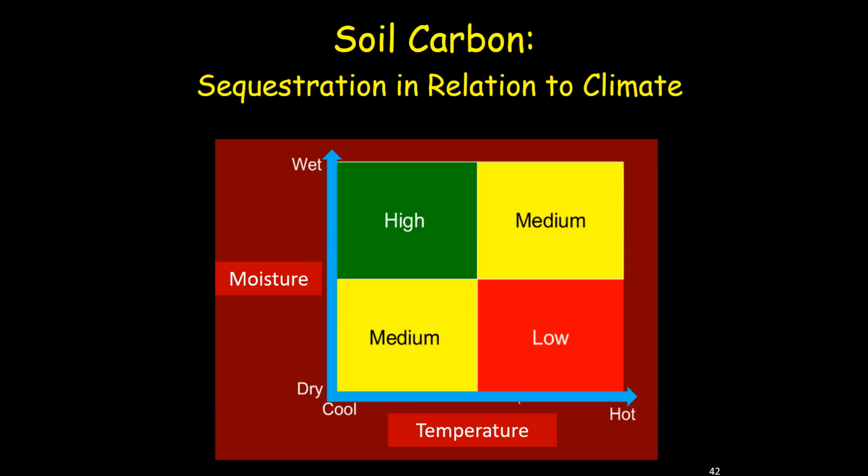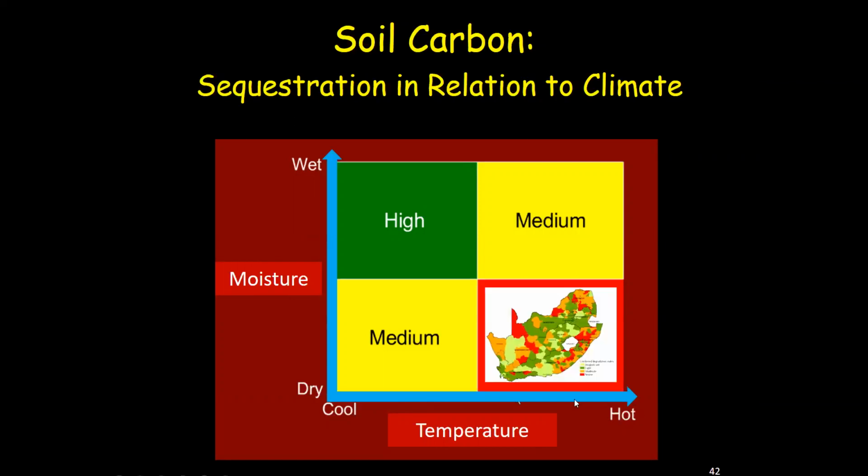Soil carbon sequestration is intimately linked to climate change in terms of the interaction between moisture and temperature. And here we can see that in hot, dry areas, soil carbon sequestration is lowest. These are areas such as our own country, where we have very low carbon sequestration, and which will be exacerbated by climate change in the next decades.